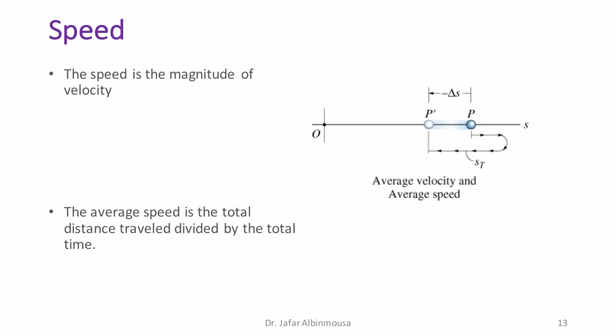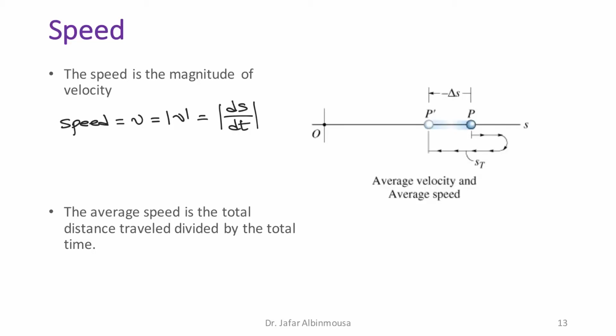Now, the speed is basically the magnitude of the velocity. So it is defined as the velocity, which is written like this, and it is equal to the magnitude of ds over dt. Now there is an average speed, and I am going to make a clear comparison here between the average speed and the average velocity. The average speed is the total distance traveled divided by the total time.